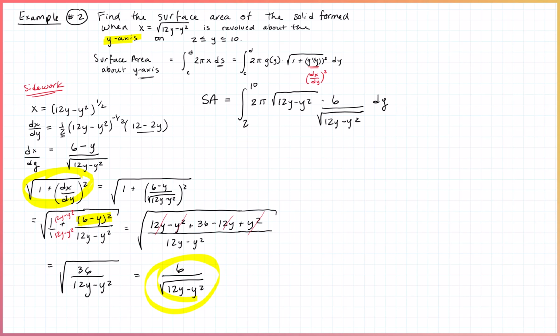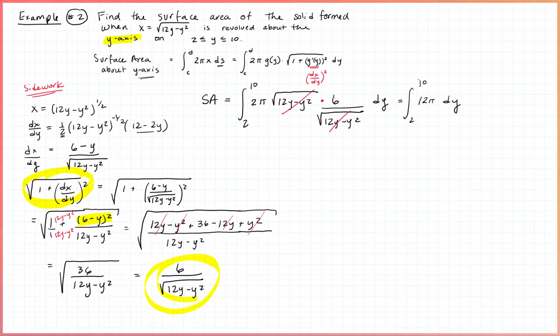And oh my goodness, look at how convenient that is. We did that simplification so it makes this particular step really nice, because you can see right away, boom, boom, those two square roots cancel. And look at this, what appeared to be a fairly complicated integral at the start ends up being just the integral from 2 to 10 of 2 pi. It's actually 2 pi times 6, so 12 pi dy.